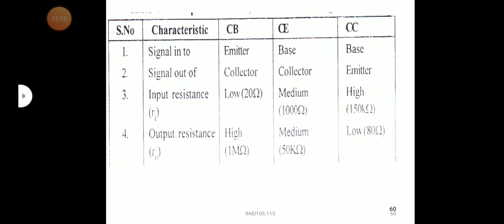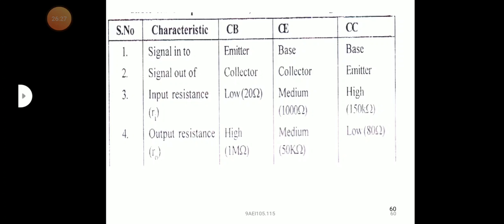The next one is the output resistance. Output resistance in the common base is high, that is 1 mega ohm, because it is reverse biased, that's why we have a very high value. In the common emitter also it is reverse biased, somewhat medium, 50 kilo ohm. But common collector has very low resistance.